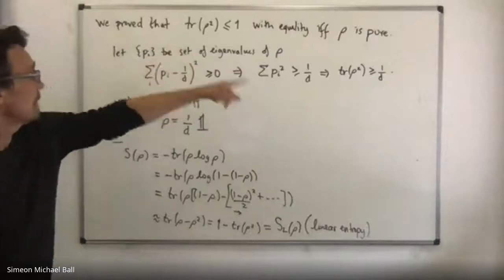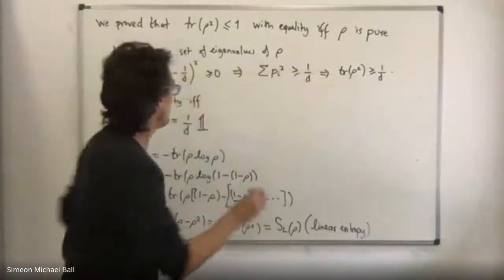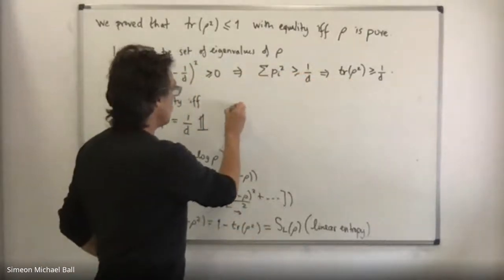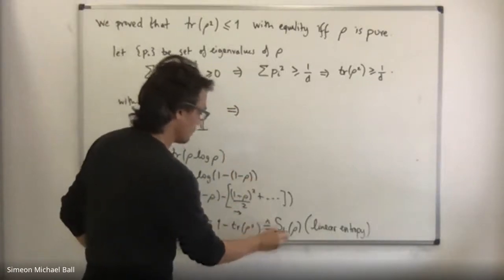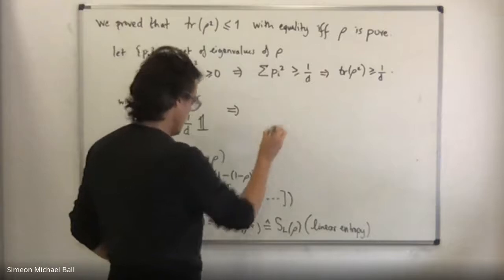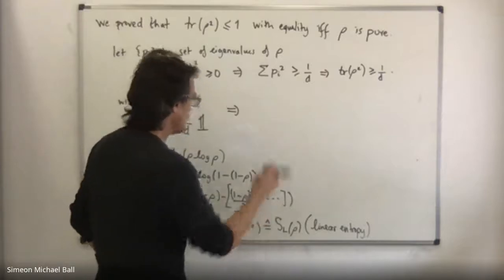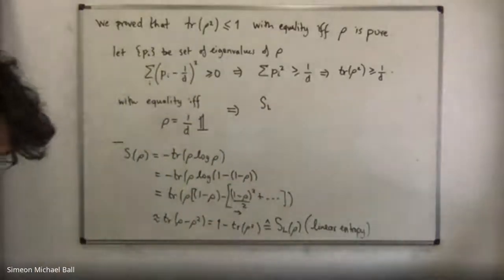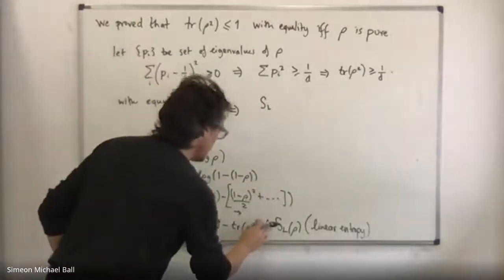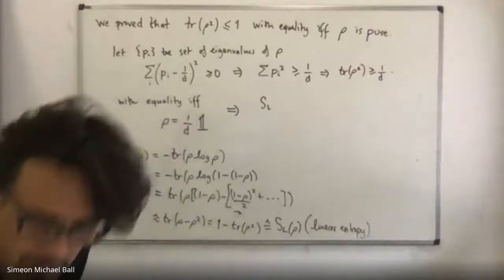So these two inequalities imply that if we now scale, in fact, this is going to be a scalar multiple of this, so we define the linear entropy properly. I should have done that before. Let me write something here.